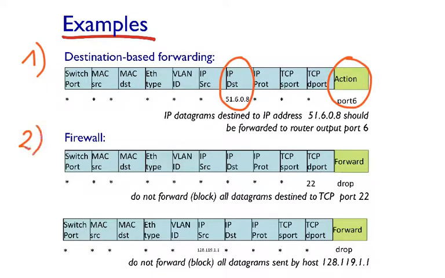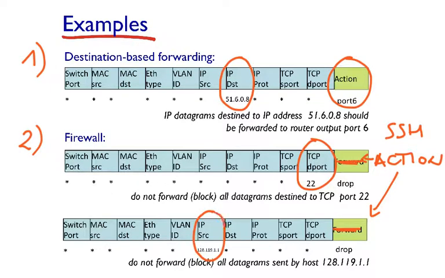Another example, a firewall. In order to block some traffic, I would like to block all the packets that have TCP destination port number 22. So I'm blocking all the incoming SSH traffic. This is not forward, this is a type of action, as well as this, so there's a typo here. The idea is to block some traffic, for example, originated by a specific host. Again, the drop.